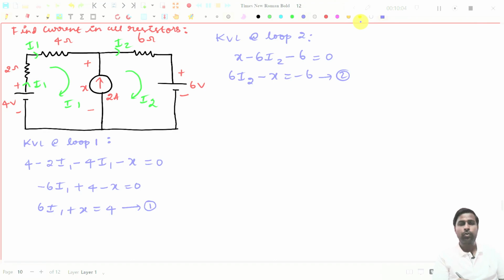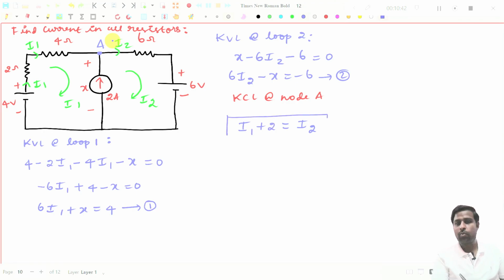Now what you do? You apply KCL here at this node A. So what you do? KCL at node A. So you see I1 is coming towards the node, so you put the equal to symbol. I1 is coming towards the node, so you will get I1 on the left hand side, and I2 is going away from the node, so you will get I2 on the other side. Then this 2 ampere source is coming towards the node, so you will get plus 2 here.